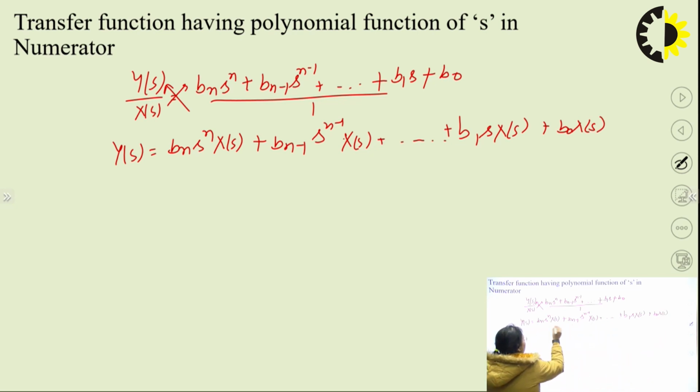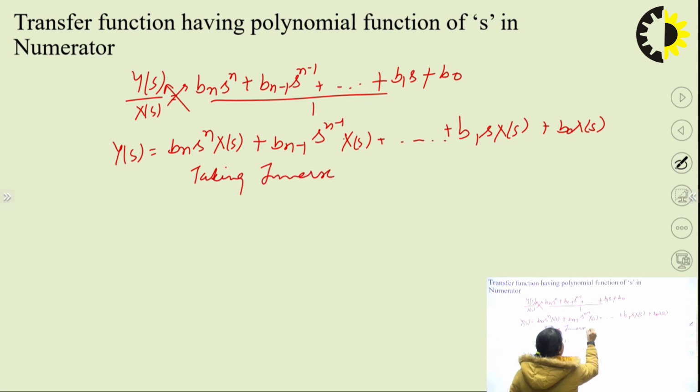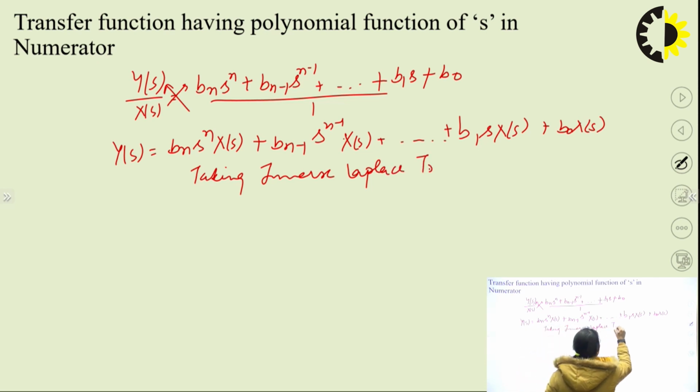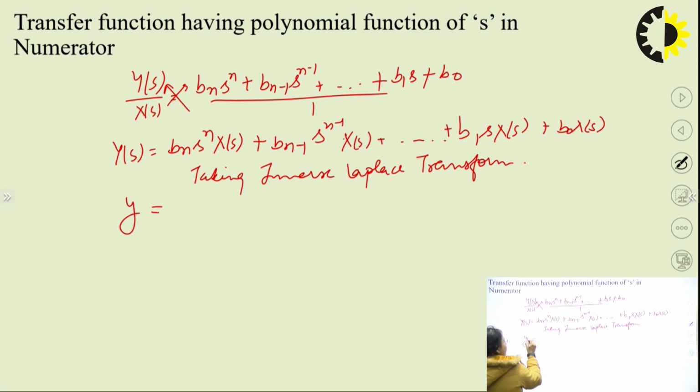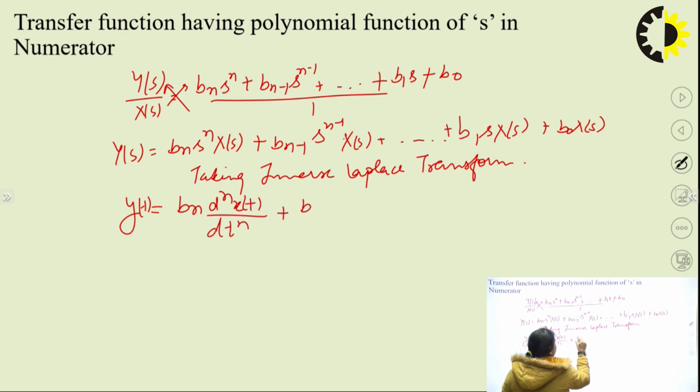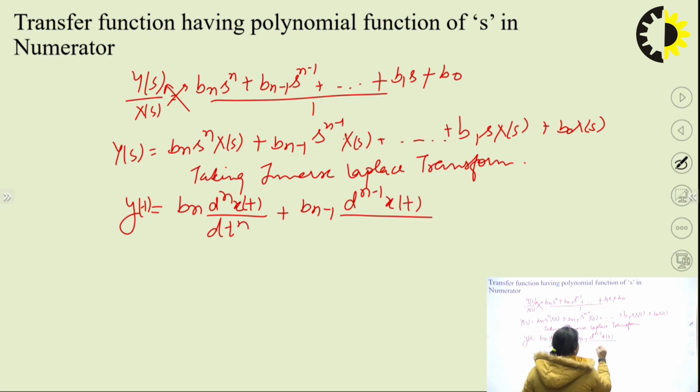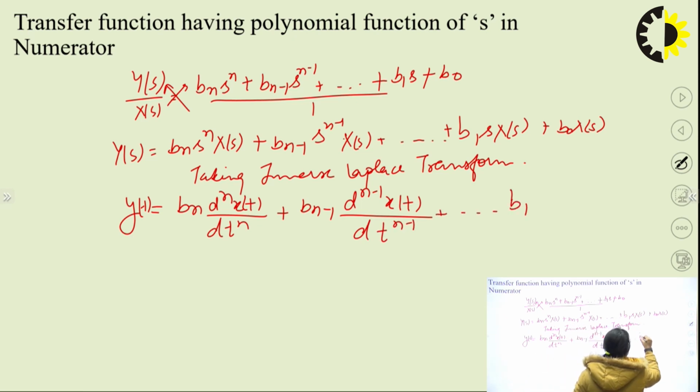Now again taking inverse Laplace transform of the above equation, what I am getting is y(t) is equal to b_n into d^n x(t) by dt^n plus b_(n-k1), a constant, d^(n-k1) x(t) upon dt^(n-k1) up to so on, and this will be b1 into dx by dt plus b naught into x(t), right?